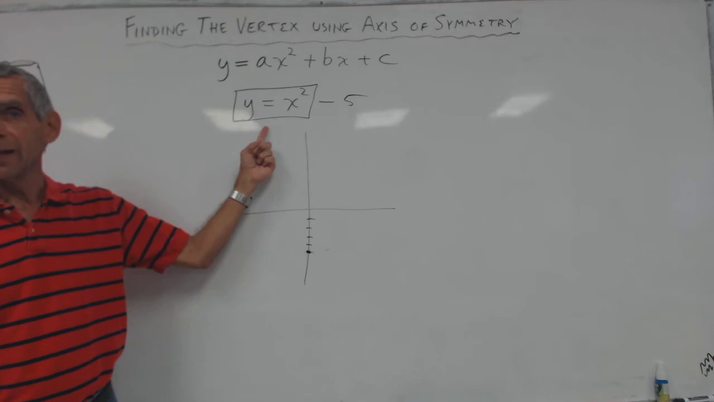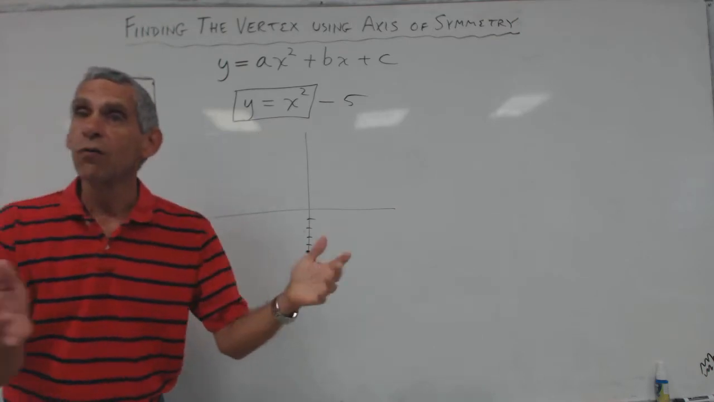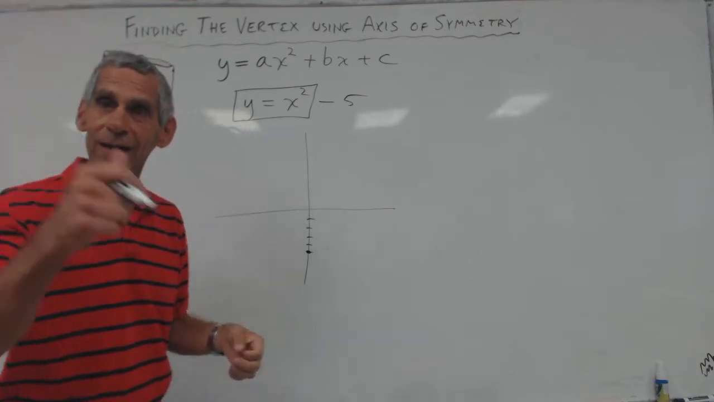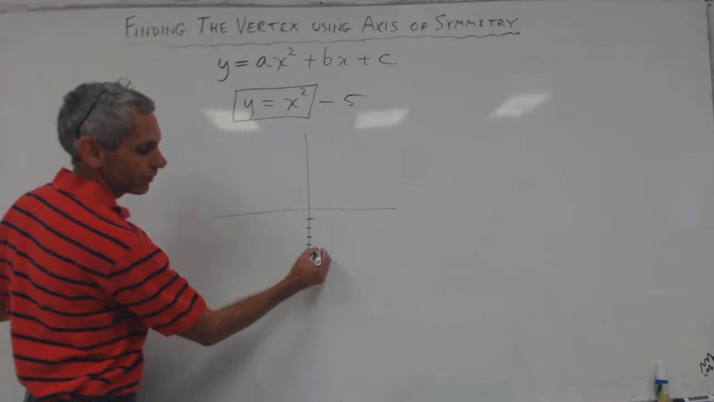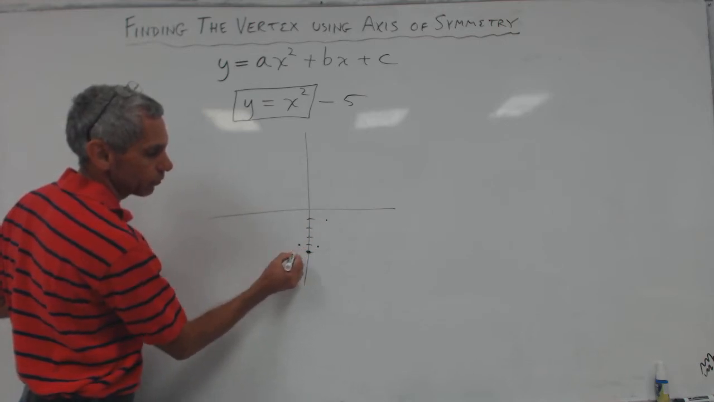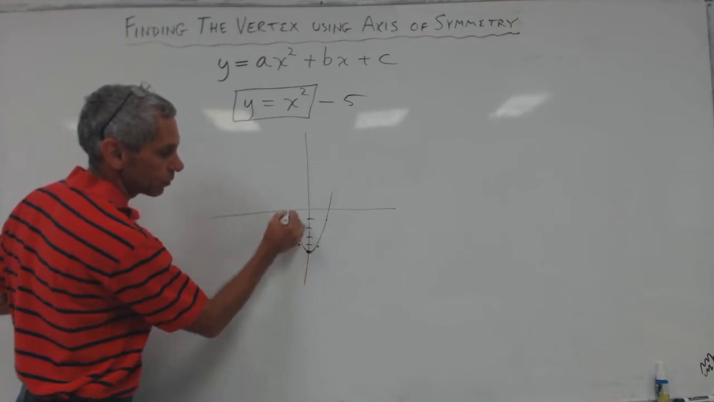Now I'm going to just plot the standard parabola: over 1, up 1, over 2, up 4. Over 1, up 1, dot. Over 2, up 4, dot. Over 1, up 1, dot. Over 2, up 4, dot. And we have just graphed it.